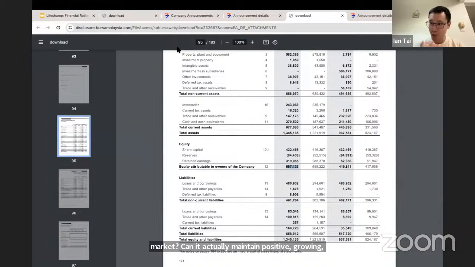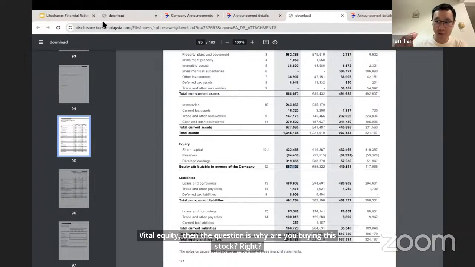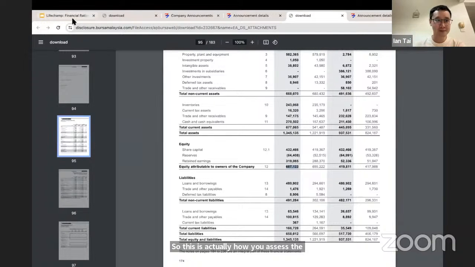The ones that do, please keep it. The ones that cannot do so, then you know lah, all right? Then you have to ask yourself, why do you actually buy this stock? And if you found this kind of stock that doesn't have net profit margin, doesn't have return on equity, then the question is, why are you buying this stock, right? So this is actually how you assess the profitability of stock.